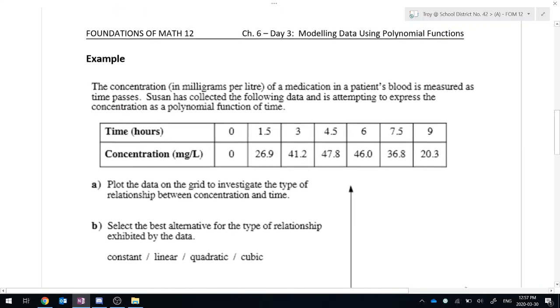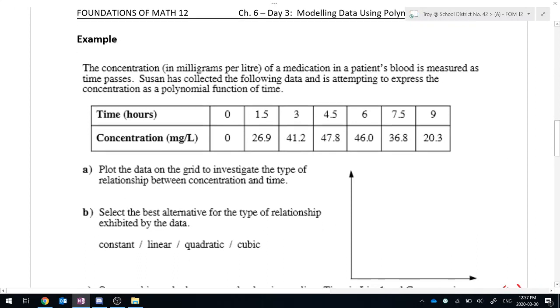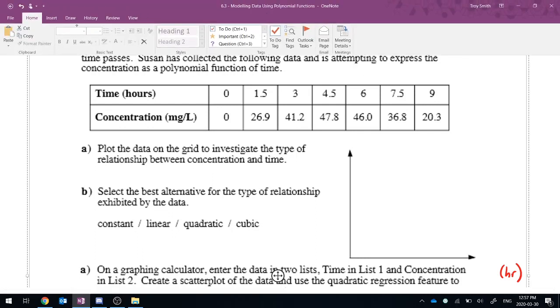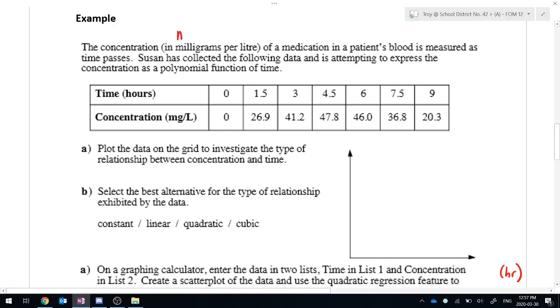This example is straight from your book, and it deals with the concentration of a medication in a patient's blood. The concentration in milligrams per liter of medication in a patient's blood is measured as time passes, so measured as a function of time. Susan has collected the following data and is attempting to express the concentration as a polynomial function of time.